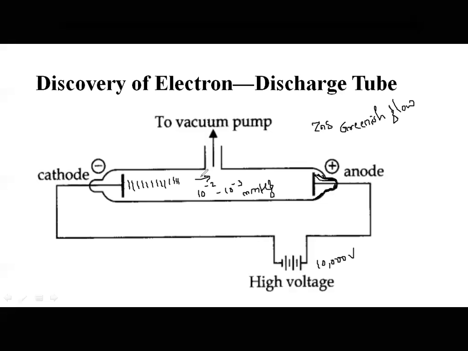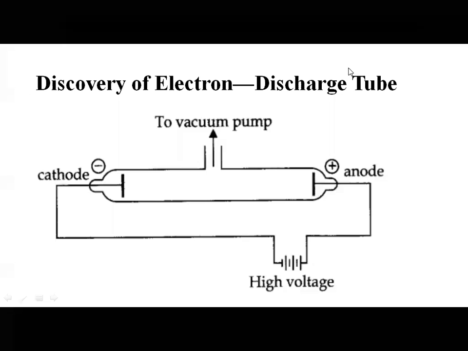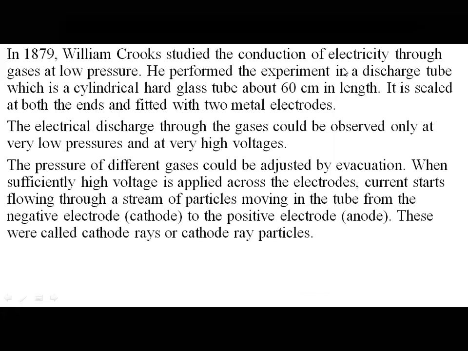Since these rays were originating from the cathode, they were called cathode rays. Immediately, they did not come to the definition of electron; they denoted it as cathode rays. So, this was the experimental setup.